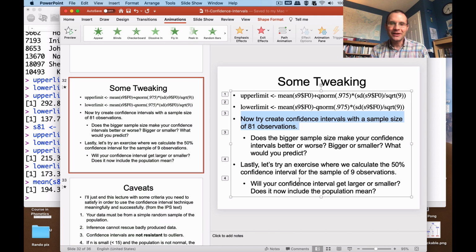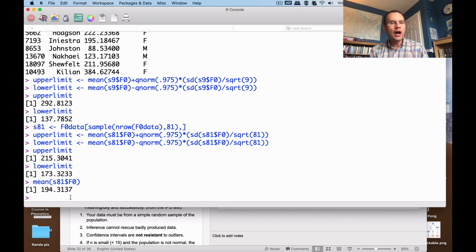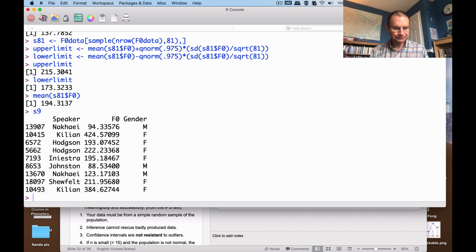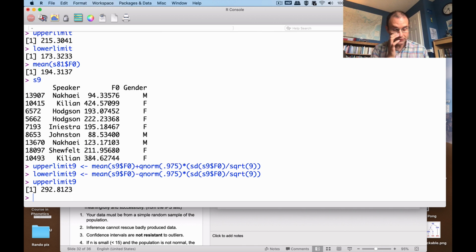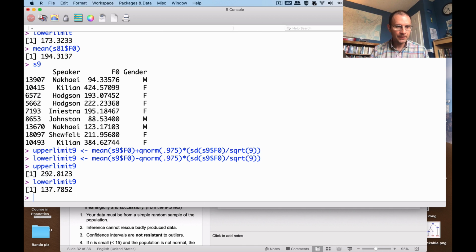Okay, lastly, let's try an exercise where we calculate the 50% confidence interval for a sample of 9 observations. And so let's think about this. I've still got, we'll keep the same S9. Let's go back and remind ourselves. I'm going to keep that sample of 9 and store it in differently named variables for my confidence interval. So this was a relatively big one. It still included the population mean, but it was from 137 to 292.